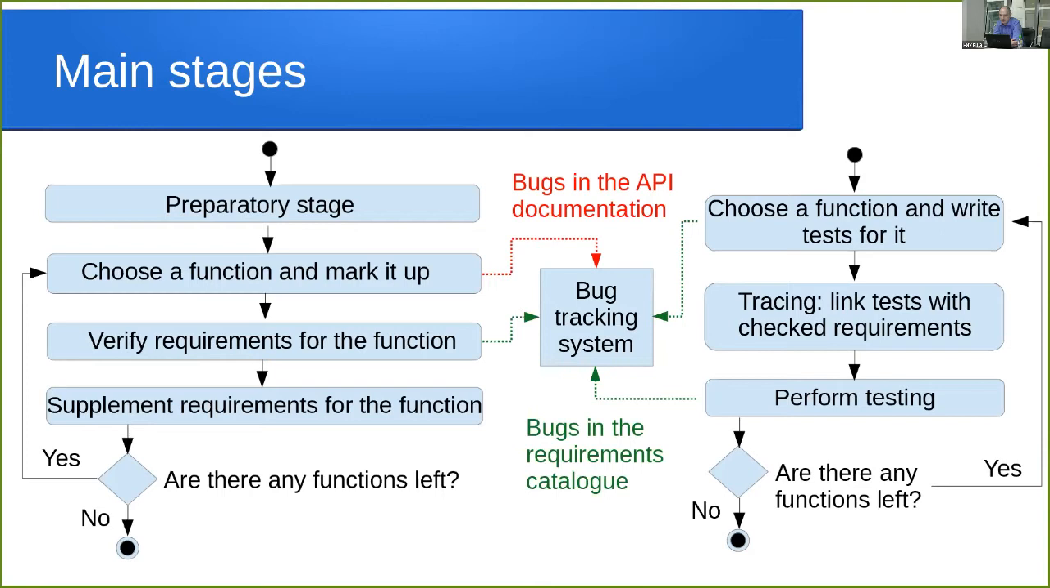On the right side of the slide is the corresponding testing process. A test engineer chooses the function with the highest priority and writes a test for this function in the first phase. After the test has been written, the second phase starts. In the second phase, the test engineer performs tracing. He links this test to the requirements which are verified in these tests.